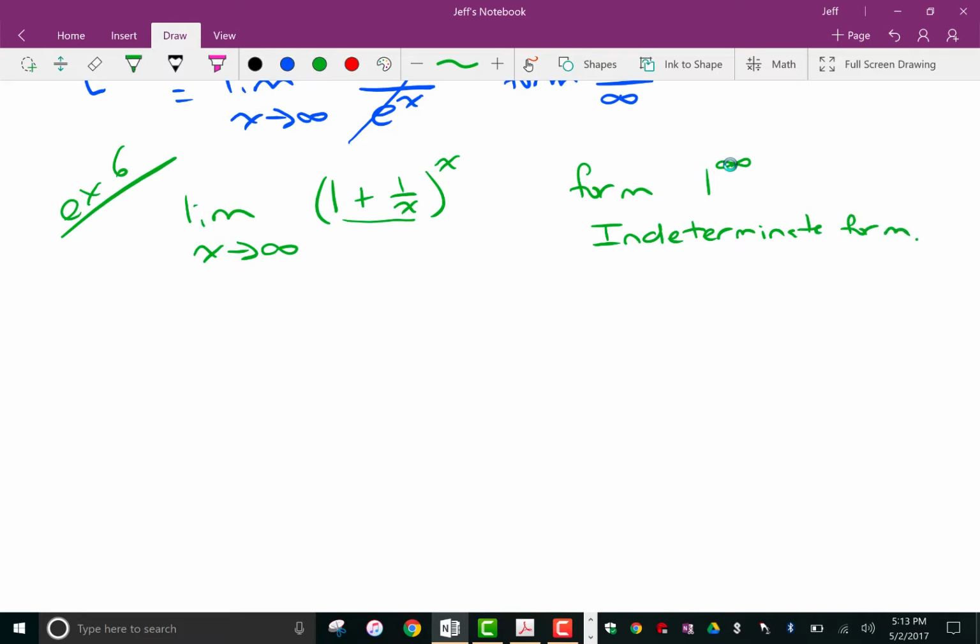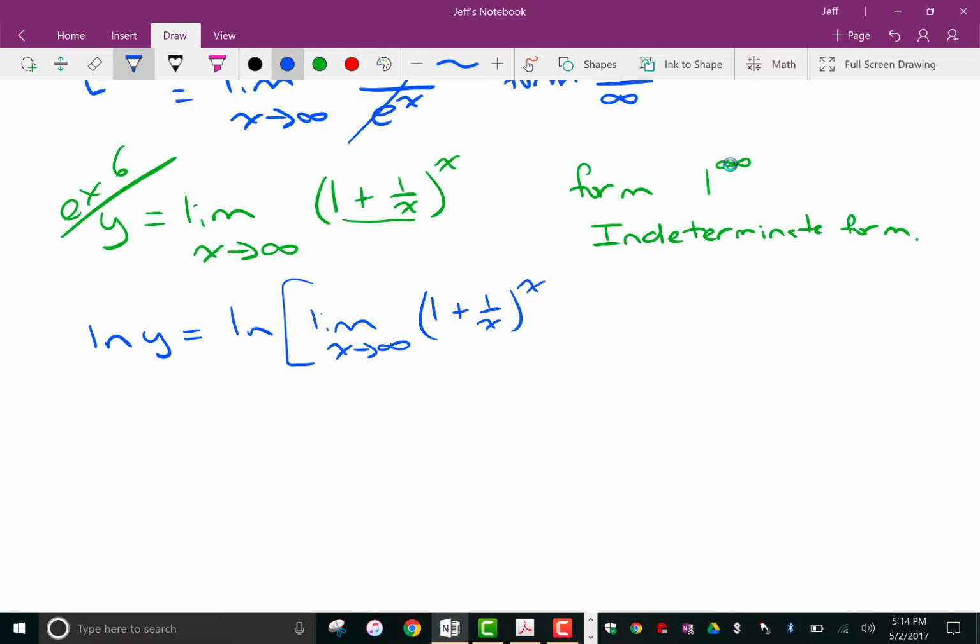Okay, so how do we go about this? Well, just like in the previous example, I need to turn this into infinity over infinity, or 0 divided by 0. And the way that I'm going to do this is as follows. I'm going to call this limit equal to y. And then I'm going to take the natural log of both sides. What? Where did that come from? Okay, so this is going to be the natural log of the limit as x approaches infinity of 1 plus 1 over x, all raised to the x power.